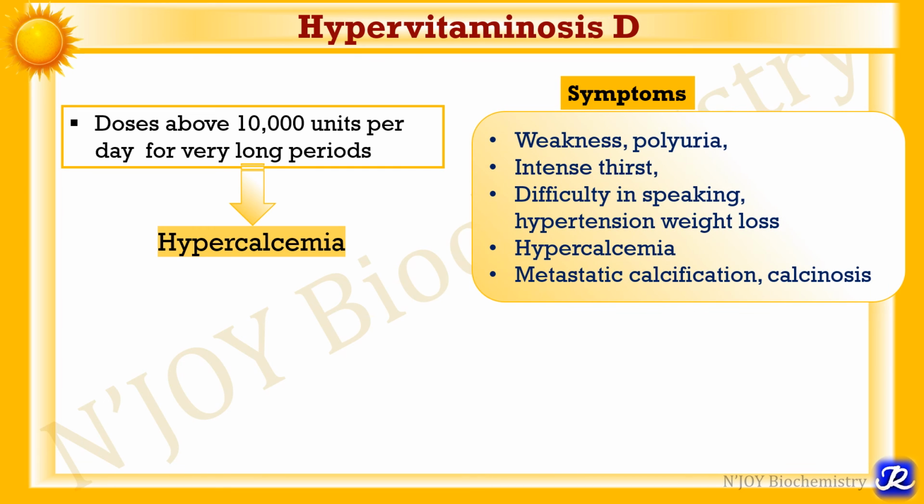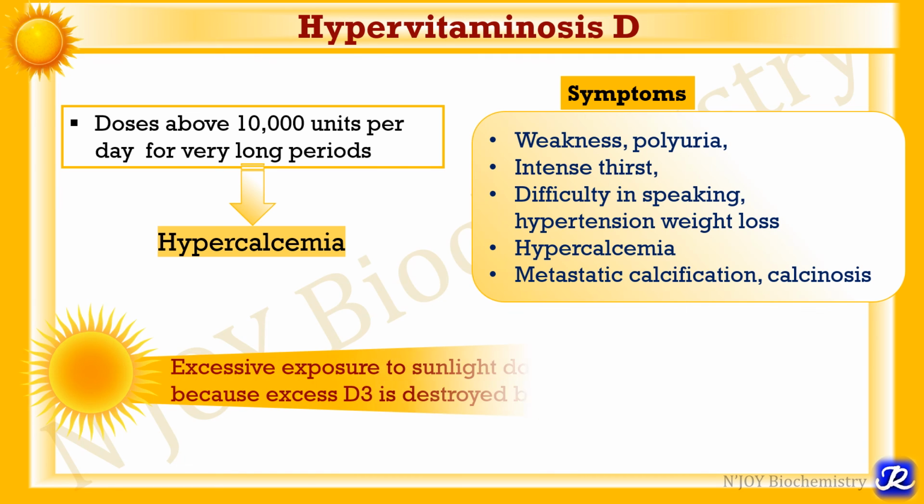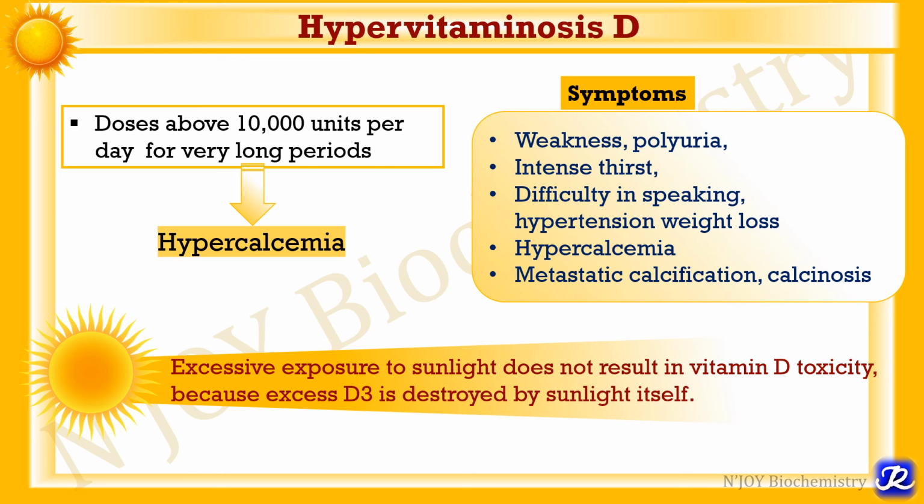Various symptoms of hypervitaminosis D are weakness, polyuria, intense thirst, difficulty in speaking, hypertension, weight loss, and due to hypercalcemia, there is metastatic calcification, calcinosis, and renal stones can be observed. Excessive exposure to sunlight does not result in vitamin D toxicity because excess vitamin D3 is destroyed by sunlight itself.